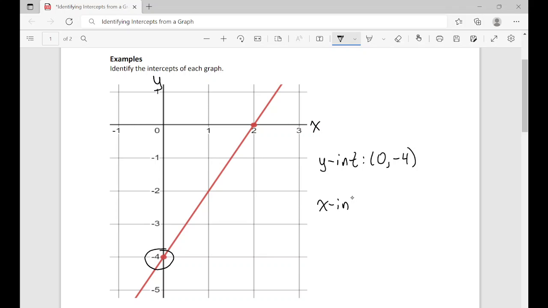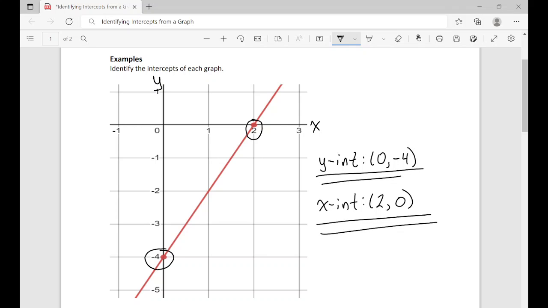Now let's look at the x-intercept. The x-intercept is where the graph crosses the x-axis, and it crosses right here at 2. So the ordered pair that shows the x-intercept is going to be 2, 0. And when you cross the x-axis, the y value is always 0. So this is a fundamental fact. When you cross the x-axis, y is 0. When you cross the y-axis, x is 0. And here are your x and y intercepts.